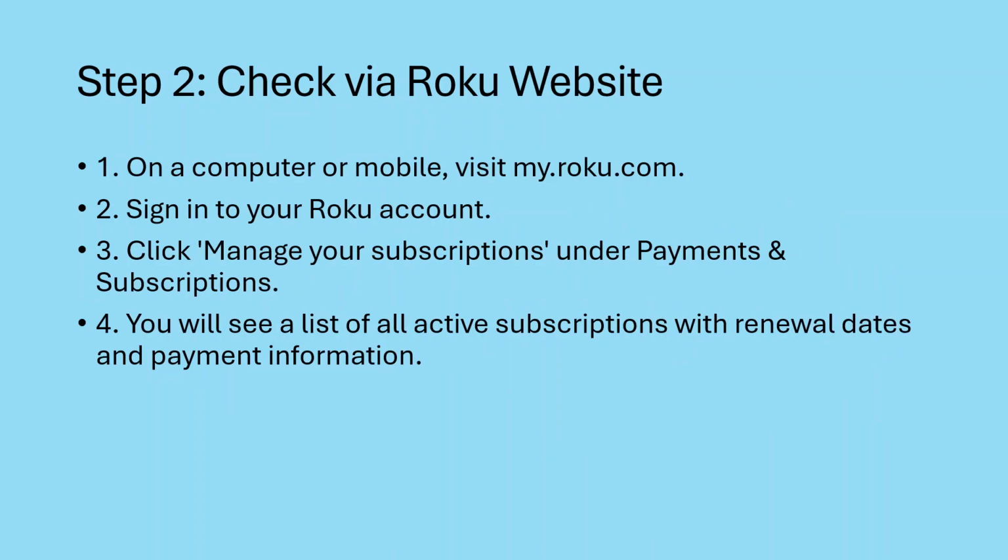Step 2, check via the Roku website. On a computer or mobile, visit my.roku.com, sign in to your Roku account, then click Manage your subscriptions under Payments and Subscriptions. You will see a list of all active subscriptions with renewal dates and payment info.